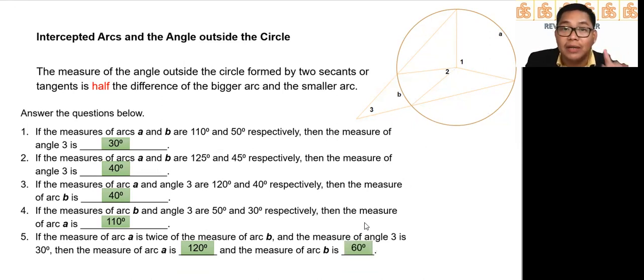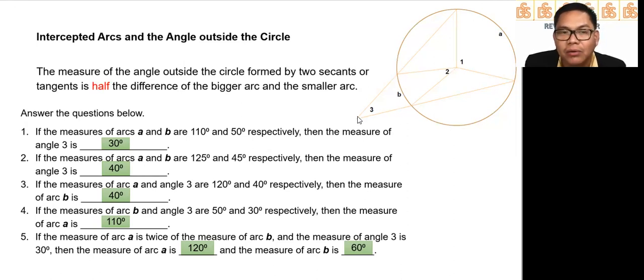Let's double check. Medyo napabilis yung PowerPoint ko dito. Okay, but if we check, if A is 120 and B is 60, 120 minus 60 is 60. Divided by 2 is 30. So, tama. Tama yung answer. The answer is correct. Now, let's check the second condition. Is A twice of B? Yes, it is also correct. So A is 120 and B is 60. So 120 minus 60 divided by 2 is 30.